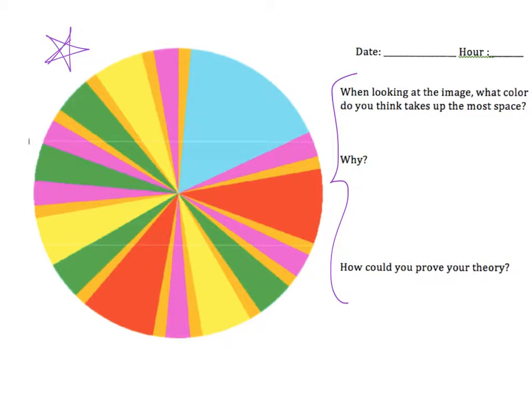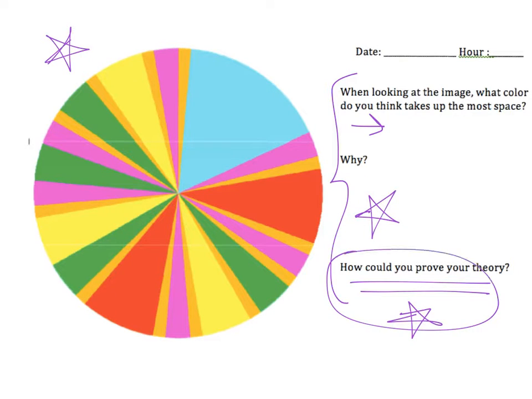It says, when looking at the image, what color do you think takes up the most space? There's 6 different colors. You're going to choose a color. You're going to put it here. You're going to tell me why. You're not just going to write because. You're going to write actually in a sentence about why you think that. And then you are going to list how you could possibly prove your theory. Okay? If you carefully watch the video, you're going to find the answer to this question as I keep talking.